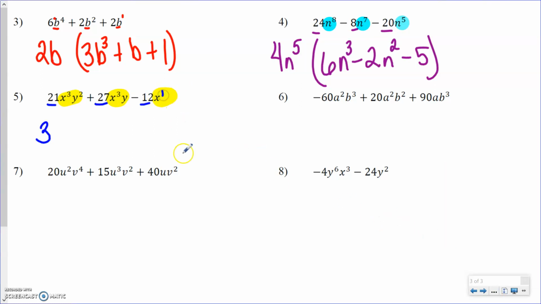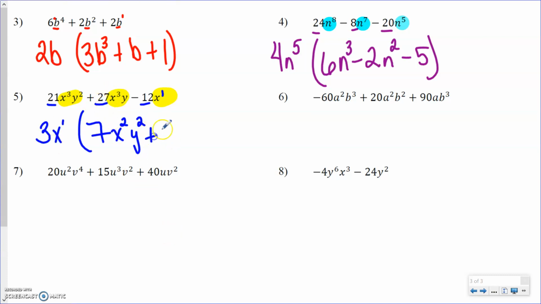I can only use an x, and I'm going to use that smallest exponent that I just wrote there, which is x to the first. So 21 divided by 3 is 7. If I have 3 x's and I take 1 away, or take 1 out, I have 2 x's left, and I didn't do anything with my y's, so that's going to stay the same.